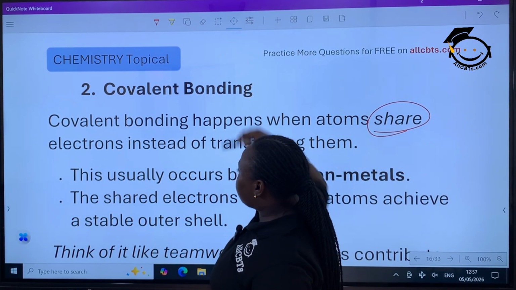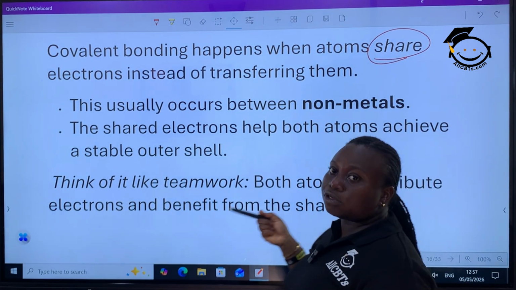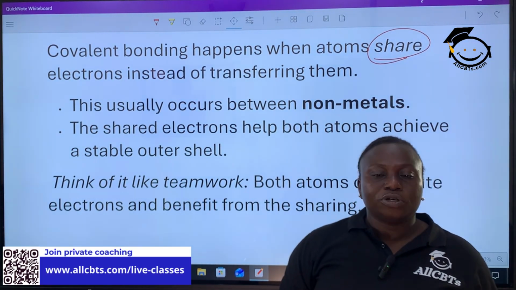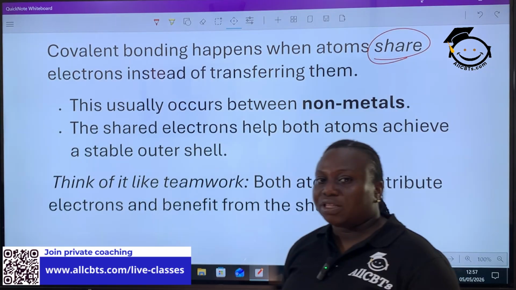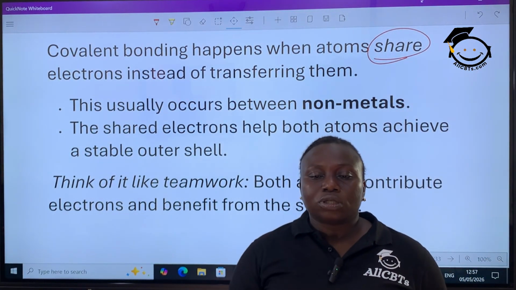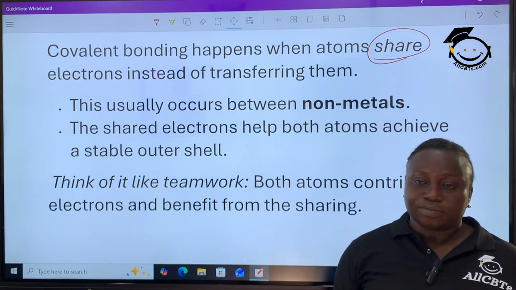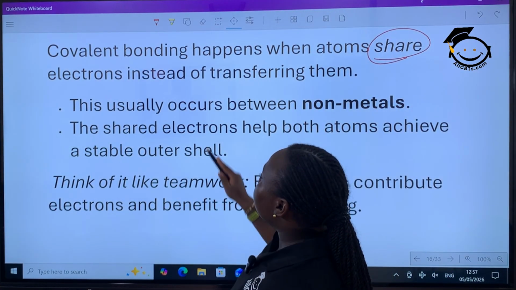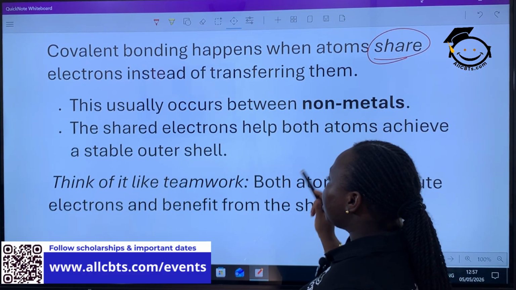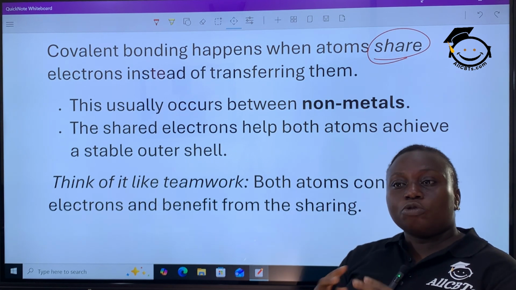This occurs between non-metals. Now, another difference is that ionic bonding requires a metal and a non-metal, but covalent bonding requires two non-metals. Metals don't have anything to do with covalent bonding. The shared electrons help both atoms to achieve a stable outer shell. These two non-metals will share electrons.